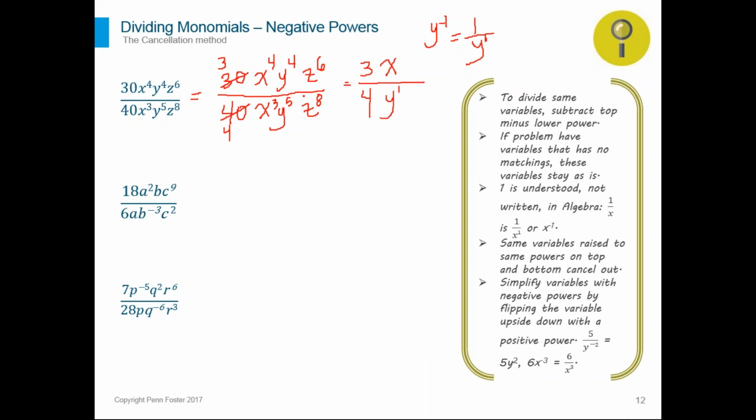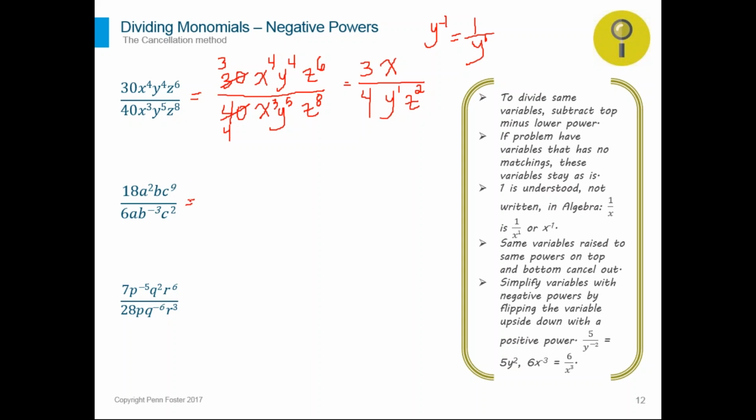z to the 6th over z to the 8th. The same thing. 6 is less than 8, but we still have to subtract this way. 6 minus 8 is negative 2. So z to the negative 2 means that z has to be to the second power, but in the denominator. So this is our final answer. Same thing with this second example.